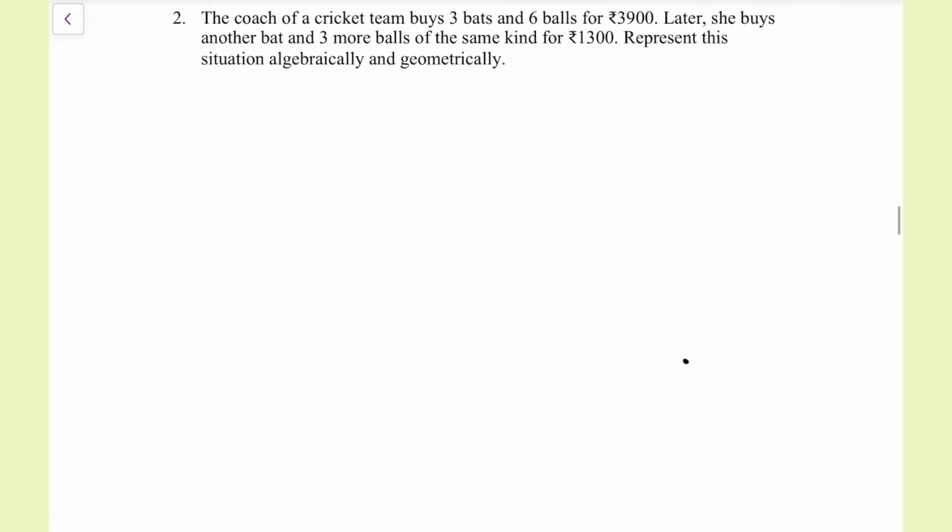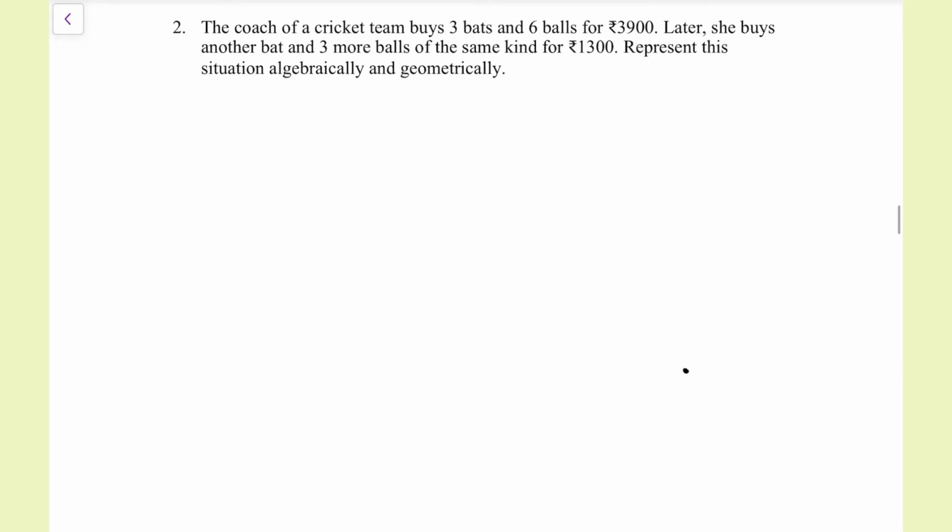Okay, then let us move to question number 2. The coach of a cricket team buys 3 bats and 6 balls for 3,900 rupees. Later, she buys another bat and 3 more balls of the same kind for 1,300 rupees. Represent this situation algebraically and geometrically.